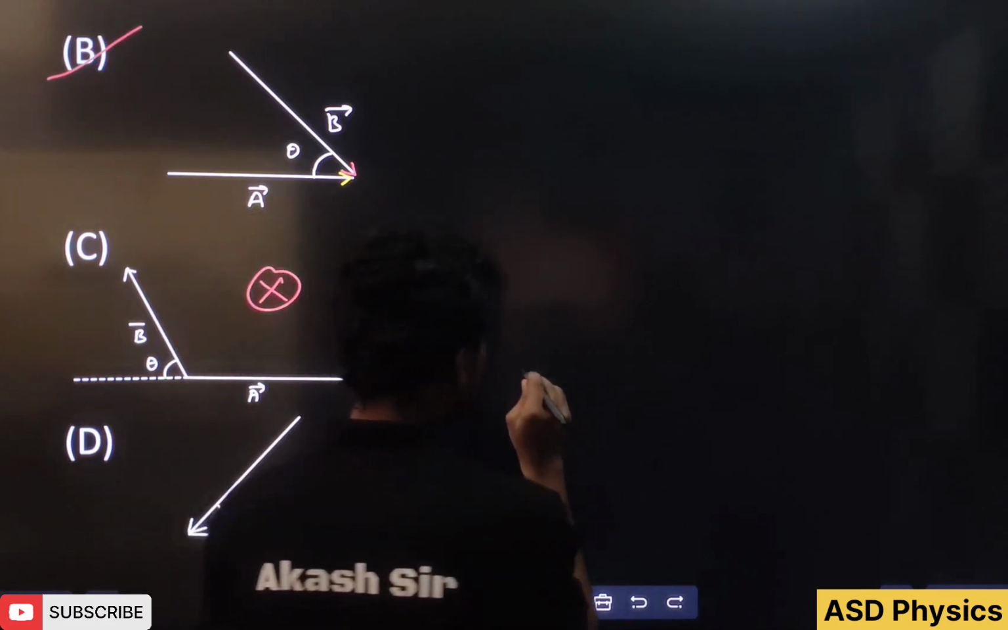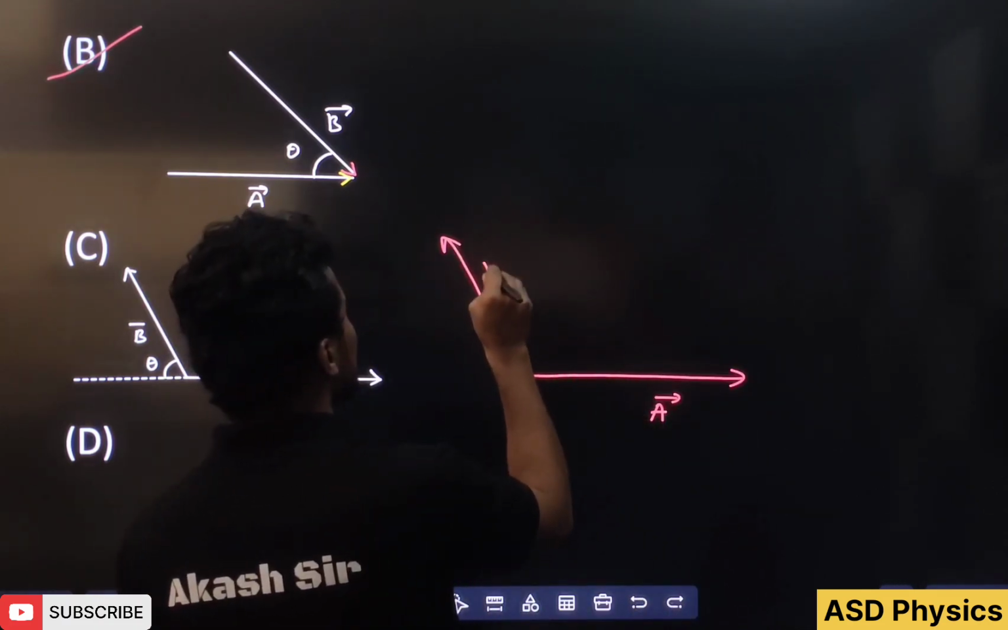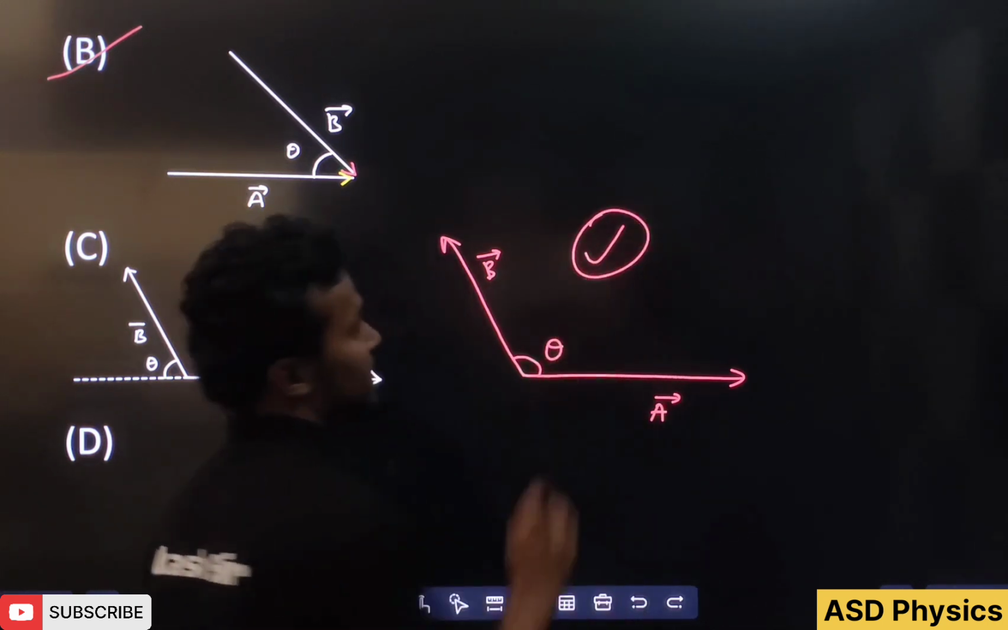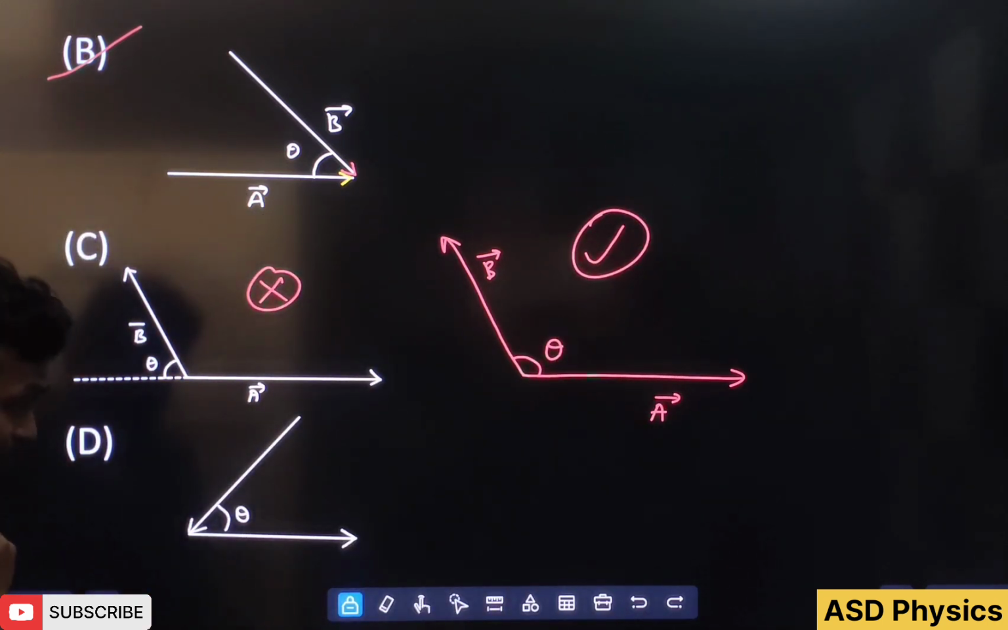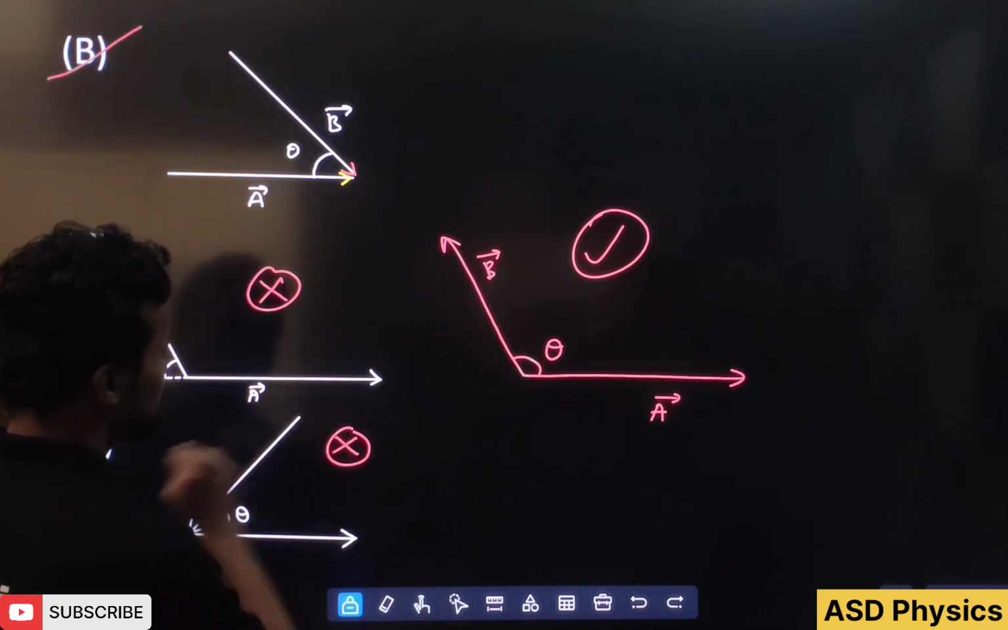That means which diagram is correct now? Let me draw here the correct diagram. Let's take here. This is vector A and this is vector B. This should be the correct angle theta. This is the correct diagram here. Okay, similarly here also. Here what is happening that here head and tail is coinciding. That means here we have to draw the dotted line. That means this one is wrong.